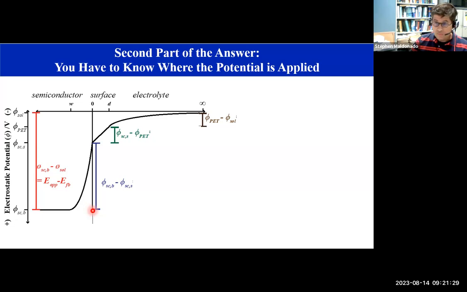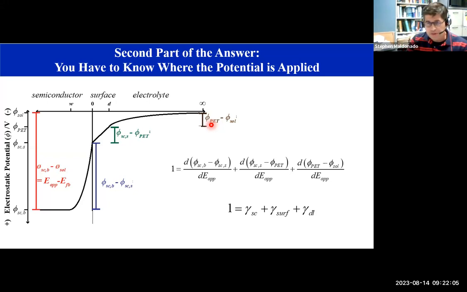However, in a real system, only a fraction of that will actually change the Fermi level of my semiconductor, this blue bar. The remaining fraction of what I apply will be dropped across the interface if there is anything at the interface, and we'll get to the details of that in a minute. And it will also be dropped in solution, in the electrolyte. That's unavoidable. That's a physical fact that this happens. The ambiguity comes into play in terms of how big these relative blue, green, and brown bars are.